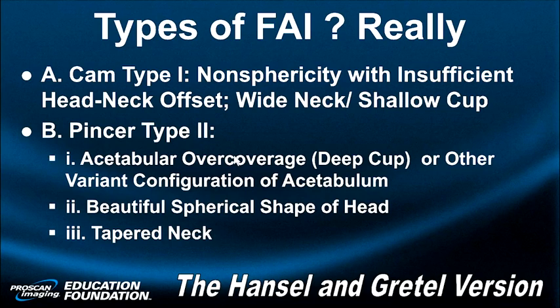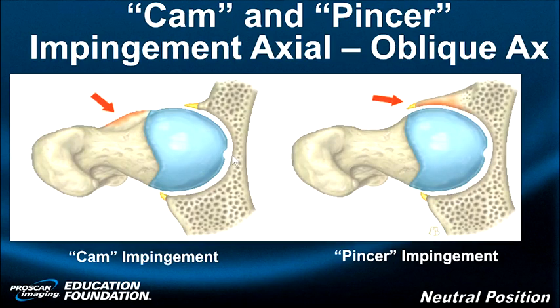And a pincer-type impingement patient has a deep cup, sometimes with protrusio acetabuli or coxa profunda. The femoral head is normal or small, and the neck is usually tapered. So they do not have a wide neck. They do not have this phenomenon of asphericity. Here's what it looks like.